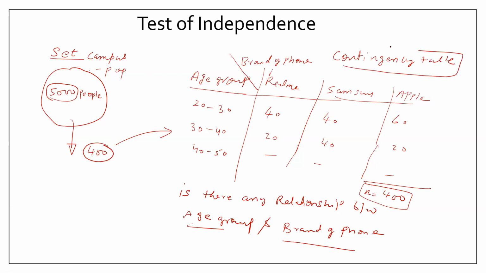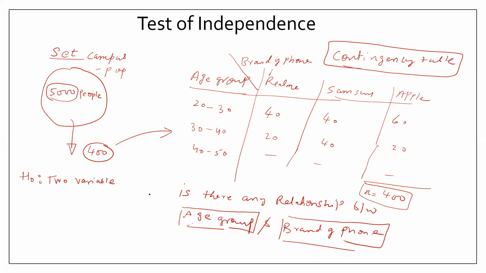So we will prepare a contingency table like this, and then based on this contingency table, I will try to find out whether there is any relationship between the age group and the kind of phone they use. Basically, what I have to do in this case is, your null hypothesis, which you formulate initially, is that your two variables, in this case age group and brand of phone, are independent. This will be our standard null hypothesis.